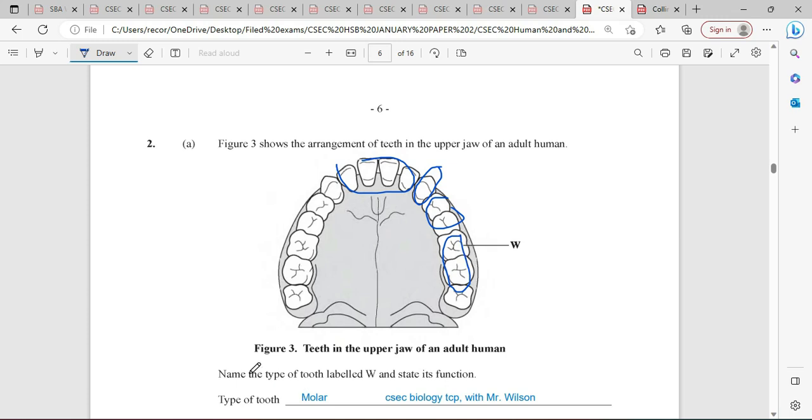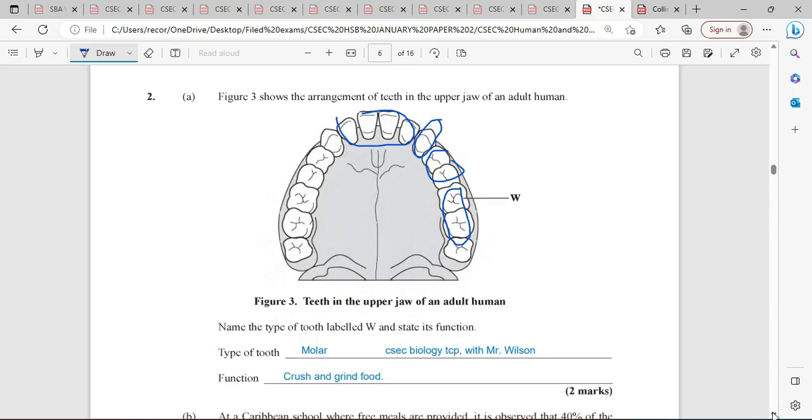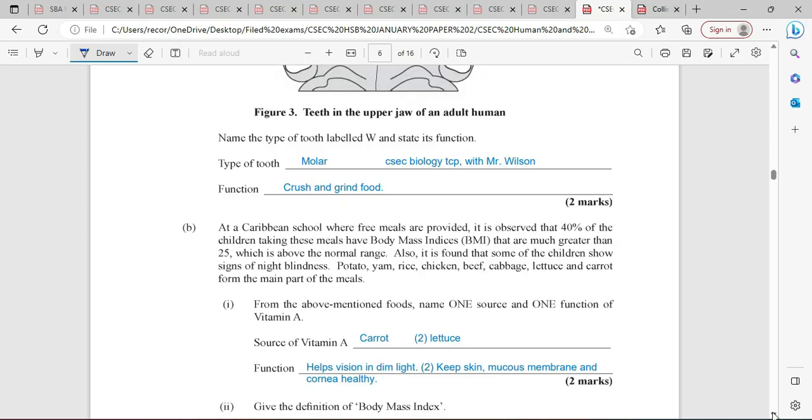The question is, name the type of tooth labeled W and state its function. So of course, that is going to be the molar. Now we move right along. What's the function? Of course, it is to grind and crush food.